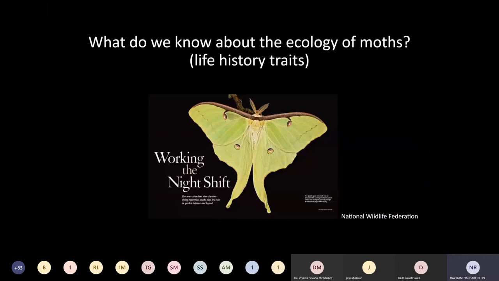So now that we know we have so many diverse families of moths, and this is how they diversify and specialize, let's go into actually learning about the life history traits of moths.